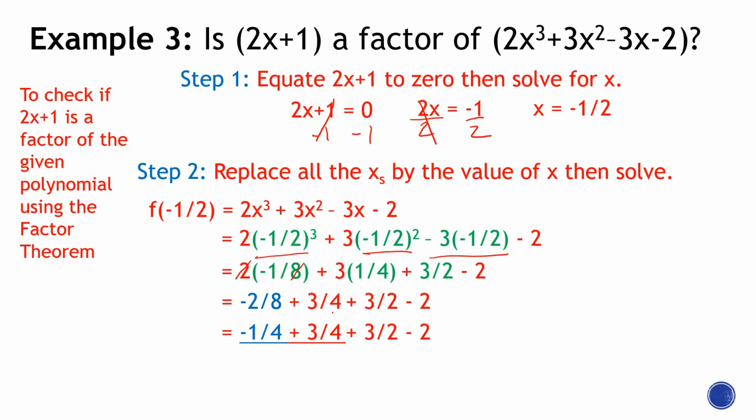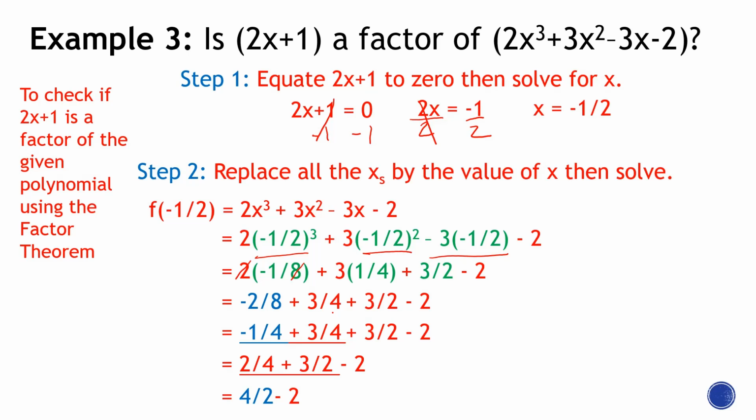So negative 1/4 plus 3 over 4 rather, the denominators are the same. So we just need to add the numerators. Negative 1 plus 3 is positive 2 over 4, right? Okay, negative 1 plus 3 is positive 2 over 4 plus 3 over 2 minus 2. So 2 over 4, we can simplify that. Yeah, we can simplify 2 over 4.